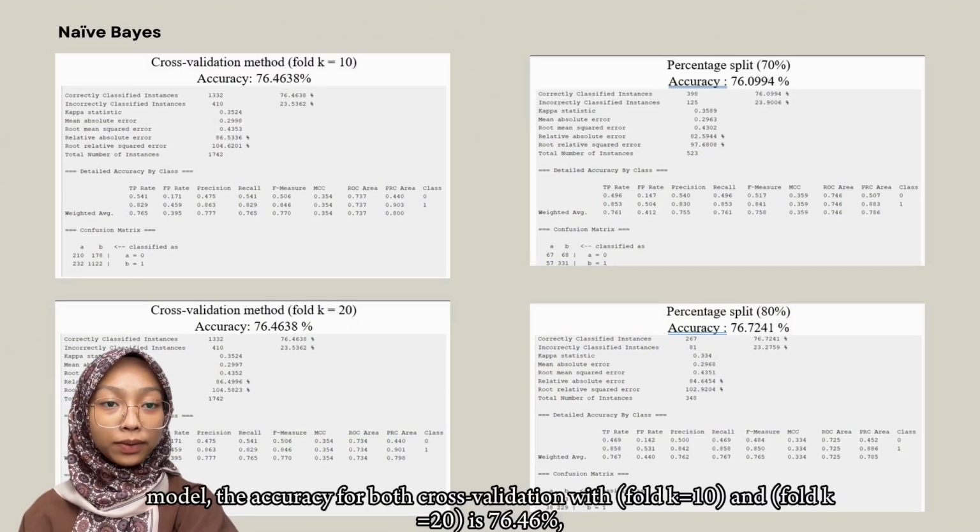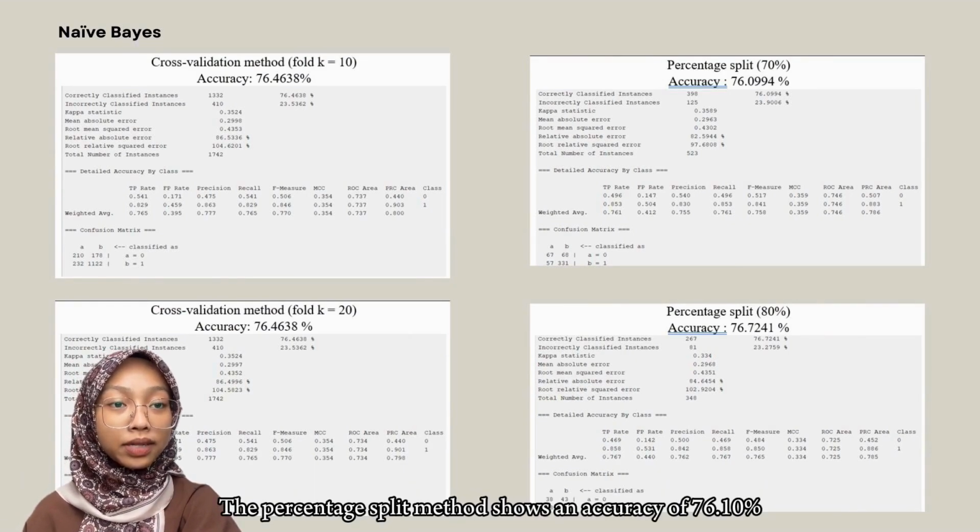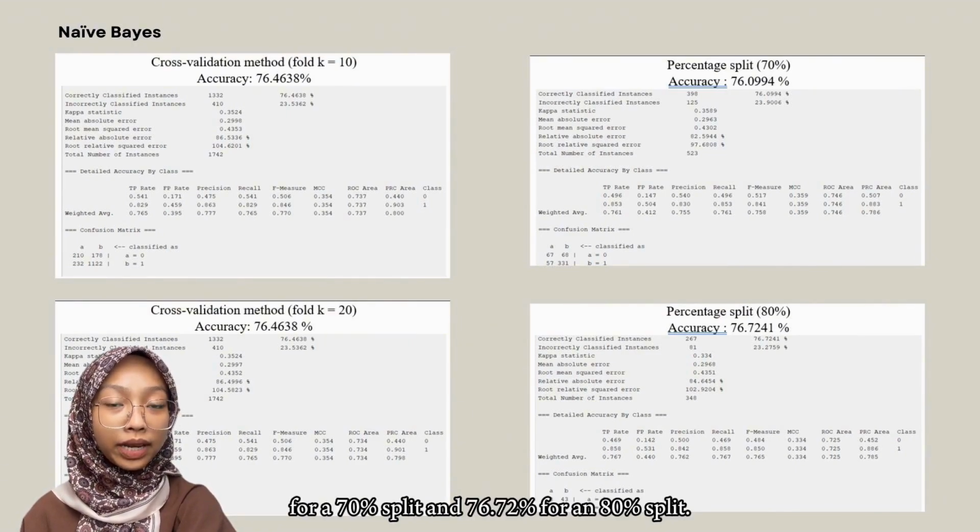For the naive Bayes model, the accuracy for both cross-validation with fold k equals 10 and fold k equals 20 is 76.46%. The percentage split method shows an accuracy of 76.10% for a 70% split and 76.72% for an 80% split.